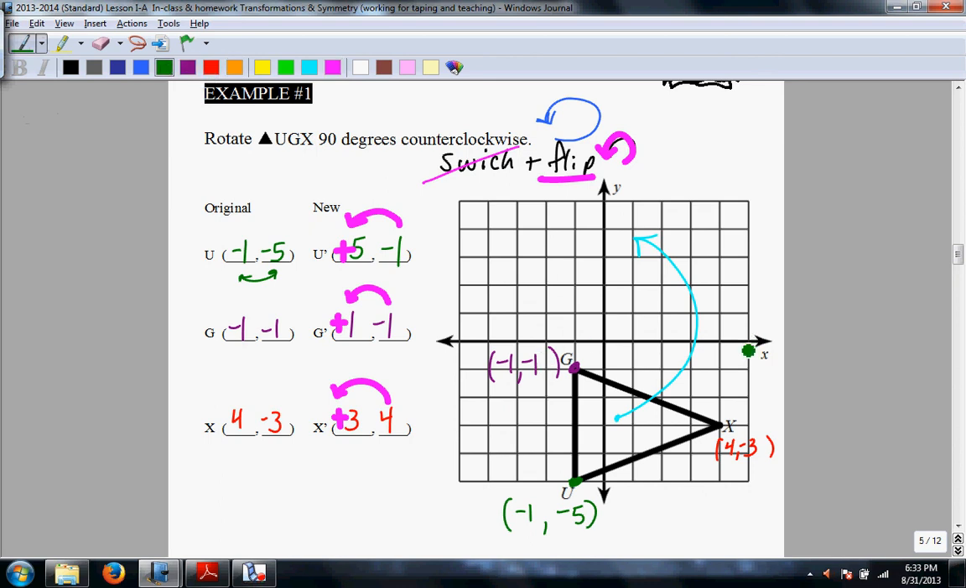Now let's graph these 3 new points. 5, -1. That's going to be our new U. That's U prime. Next one, +1, -1. That's our G prime. Then our X prime is +3, +4. 1, 2, 3, 1, 2, 3, 4. And that's our X prime. Now connect.